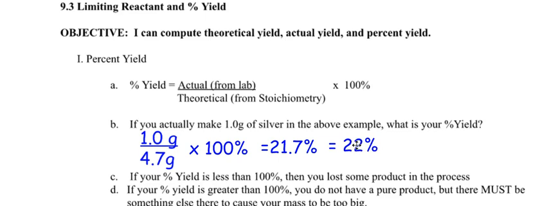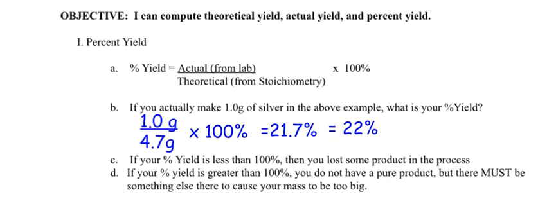So if your percent yield is less than 100%, yes it is, it's 22%, then you lost some product in the process. Well, that's a bummer. Because if I lost a product, I didn't make nearly as much money as I wanted to, did I? If my percent yield is greater than 100%, you do not have pure product. There must be something else in there to cause your mass to be too big. So it'd be an impure substance. So anyway, that is percent yield, and we'll come back to that, don't worry.